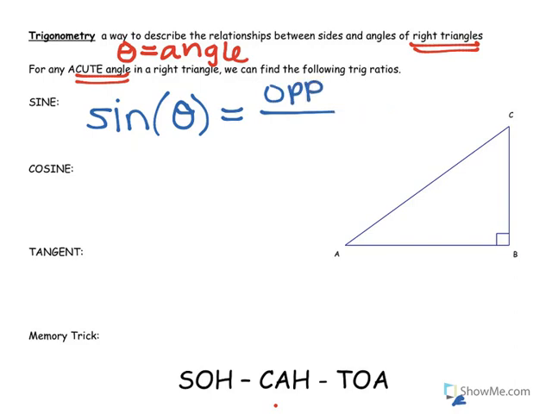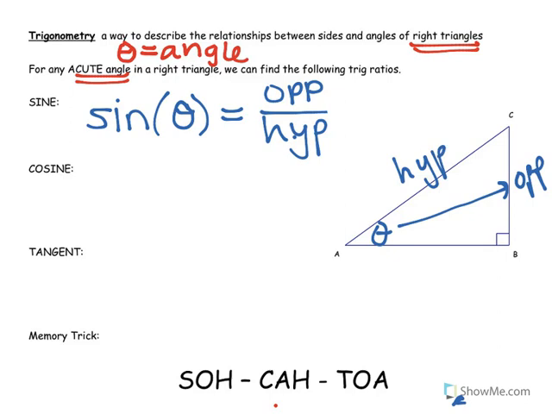Actually, I'm just going to abbreviate opposite OPP and the hypotenuse. So if I had my angle, let's say we're thinking about angle A down here, sine would be the opposite side over the hypotenuse, and this will make more sense as we do some more examples, okay?